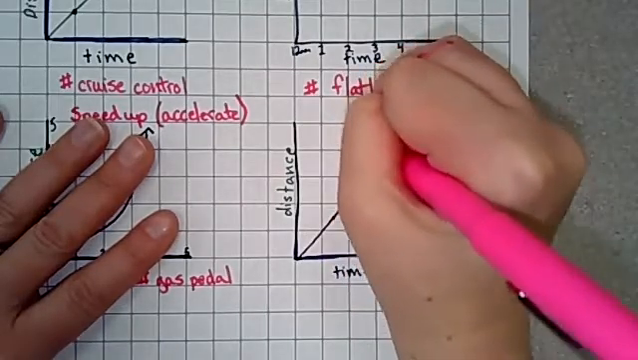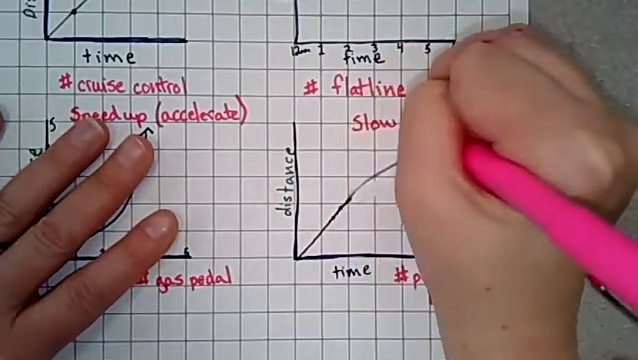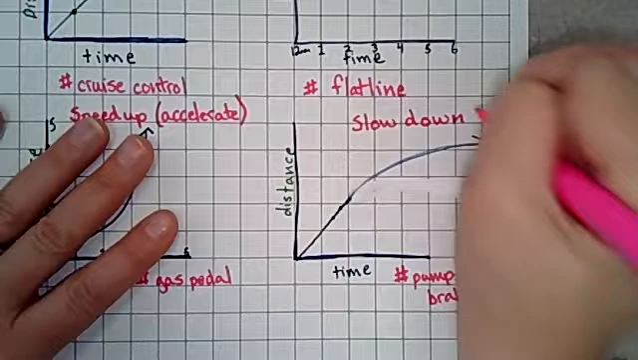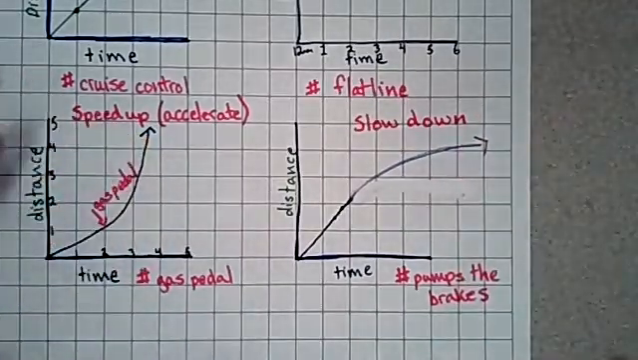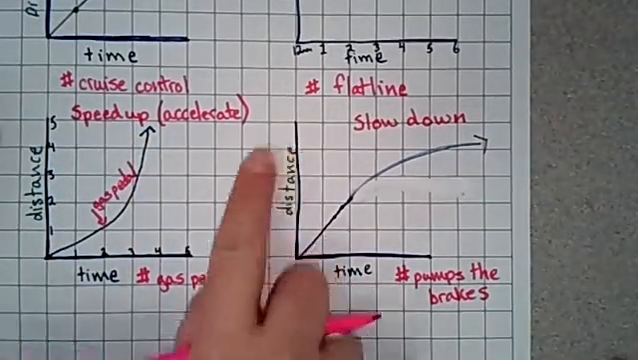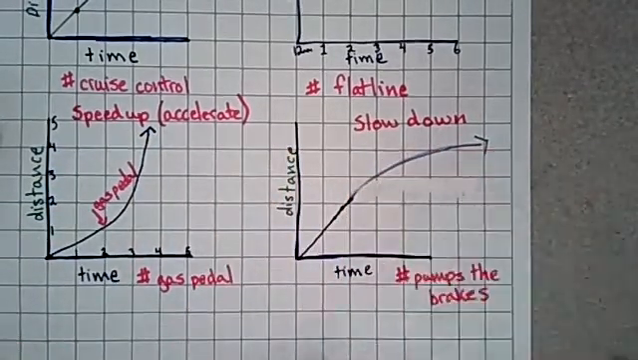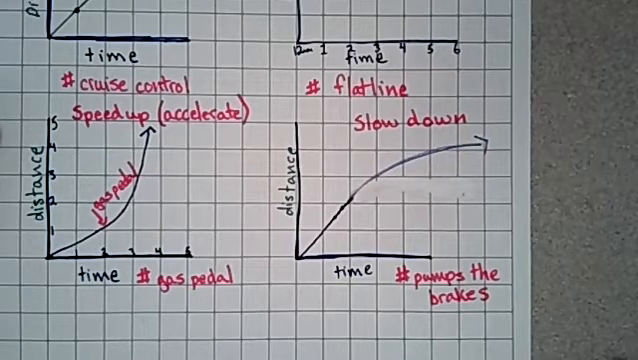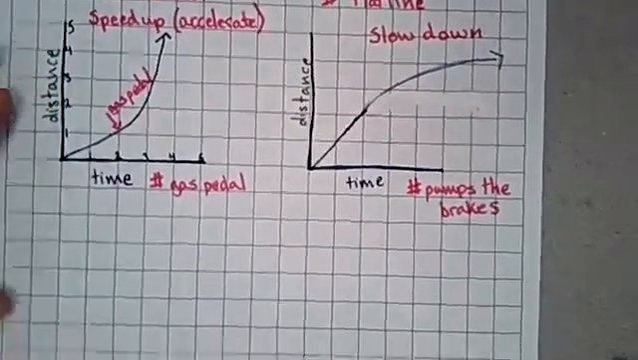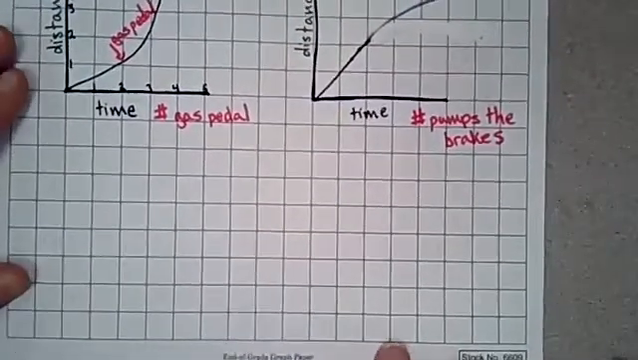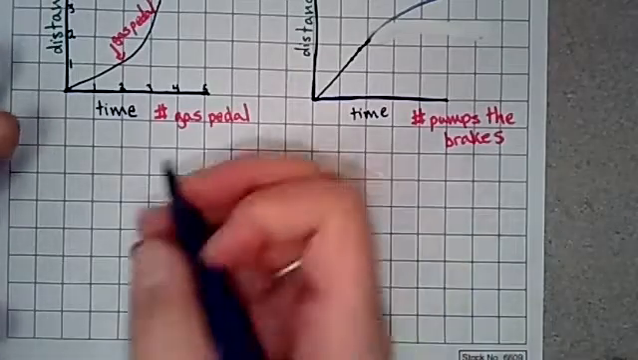This is showing a slow down. Okay? All right, so time is going on and the distance traveled is becoming less and less as time goes on. All right, so our next one, I'm gonna show you turn around.